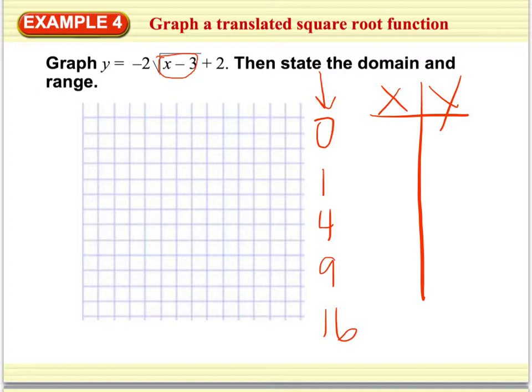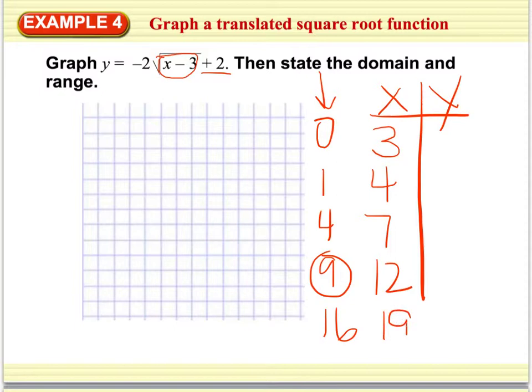So we have to figure out what number x has to be in order to get 0 under the square root. So if I want something minus 3 to be 0, that something has to be 3. There's no other number that it can be. And we are not considering this plus 2 at the end because that's not under the square root. So now if I want this something minus 3 to be 1, that something has to be 4. And if I want something minus 3 to be 4, that thing has to be 7. Then if I want that something minus 3 to be 9, that thing has to be 12. And then 16 has to be 19.